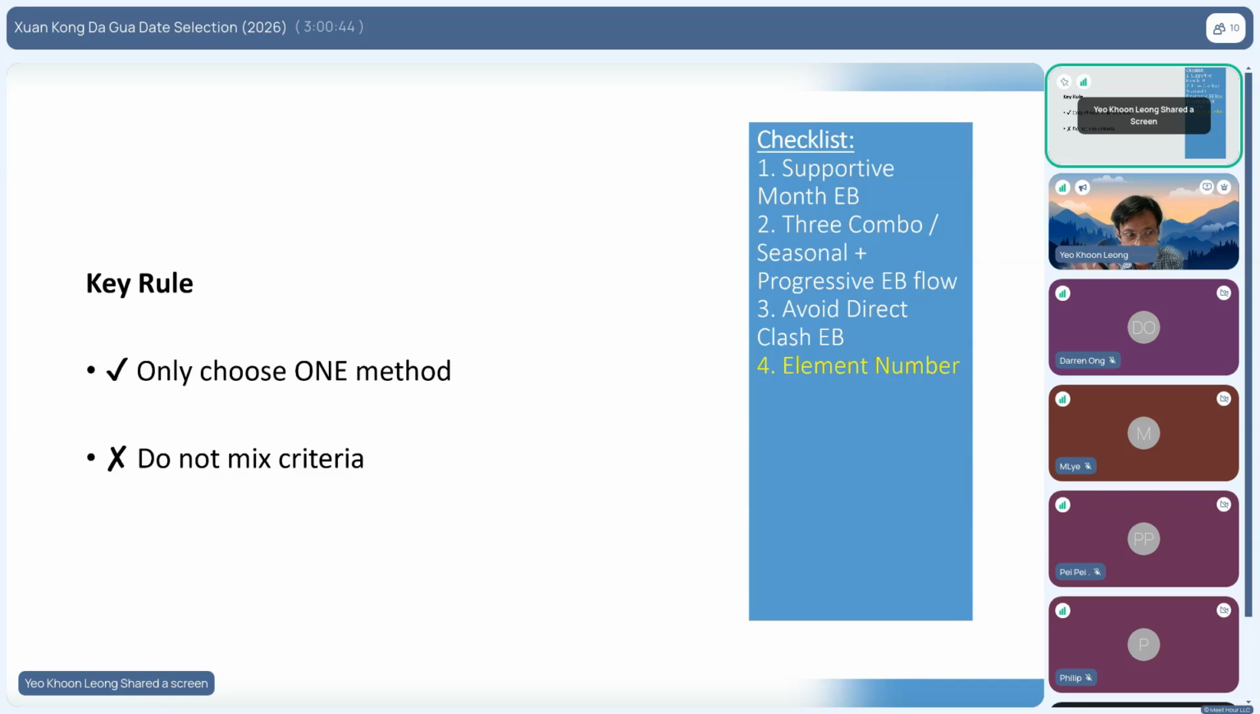Clear? Element number, choose only one method. If it's combination of 10, go for combination of 10. If it is the same qua, go for same qua. If it is her two, go for her two. Can? And then if not, the last line of defense is the 5 element. So where was I? Okay. Clear?